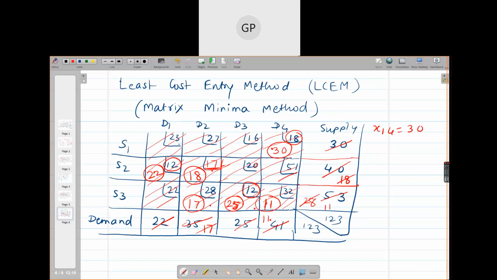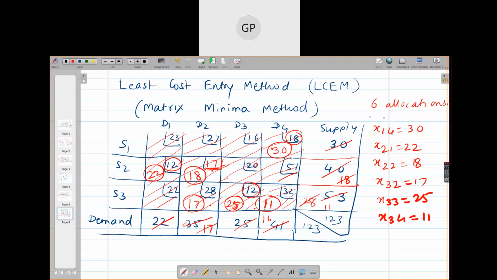X14 is 30, X21 is 22, X22 is 18, X32 is 17, X33 is 25, X34 is 11. So again you are getting 6 allocations, exactly 6 allocations. Yes, ma'am. So the IBFS is non-degenerate.